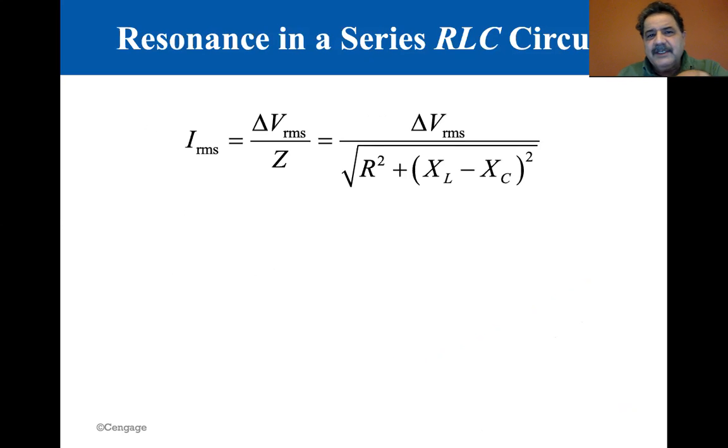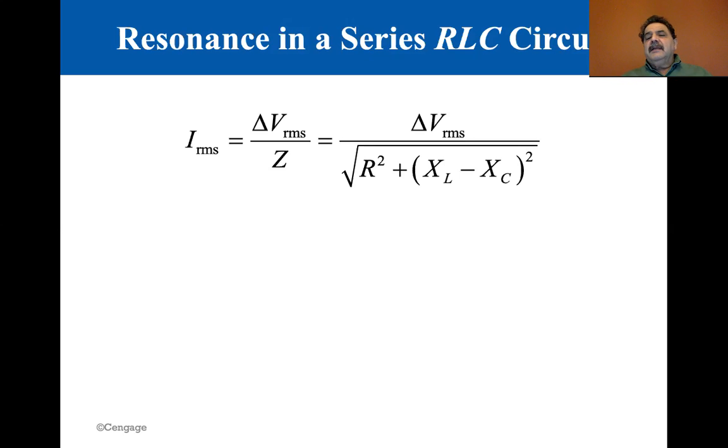Now let's go to resonance in a series RLC circuit. So the I RMS current is equal to delta V RMS divided by Z, the impedance. So I RMS is delta V RMS divided by the square root of R squared plus X sub L minus X sub C squared. Now, when would this be maximum? Well, it would be maximum when X sub L is equal to X sub C.